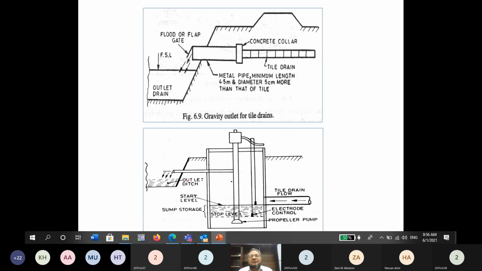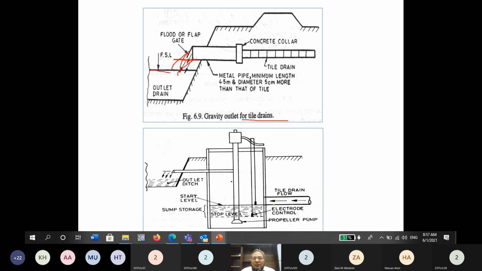So these are the two figures. Like you see, this is our main tile drain which is coming, and the laterals are attached in these directions. If you see the bottom of this tile drain, the pipe drain, it is above the full supply level of the main drain, our surface drain. This is the full supply level, and this is higher. So through gravity we can provide this outlet. This is called a gravity outlet for tile drain.